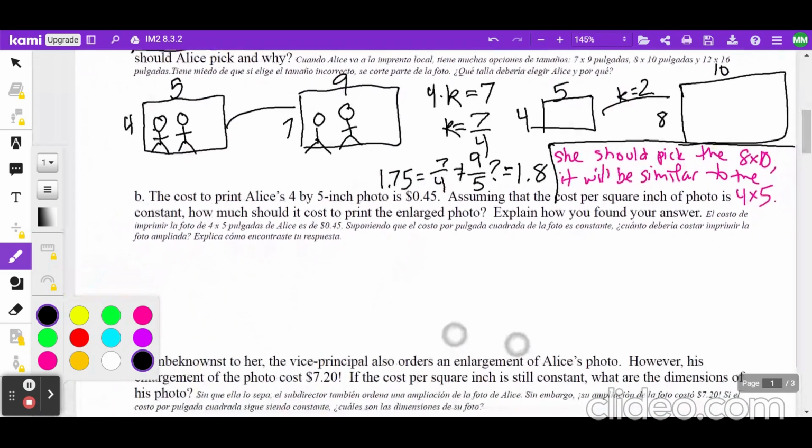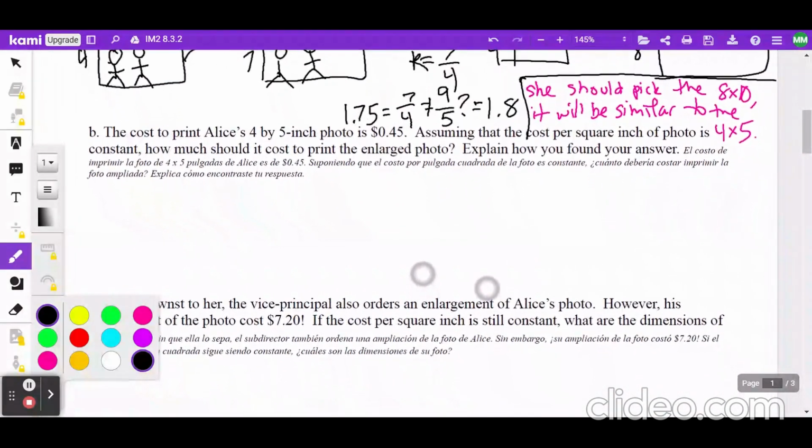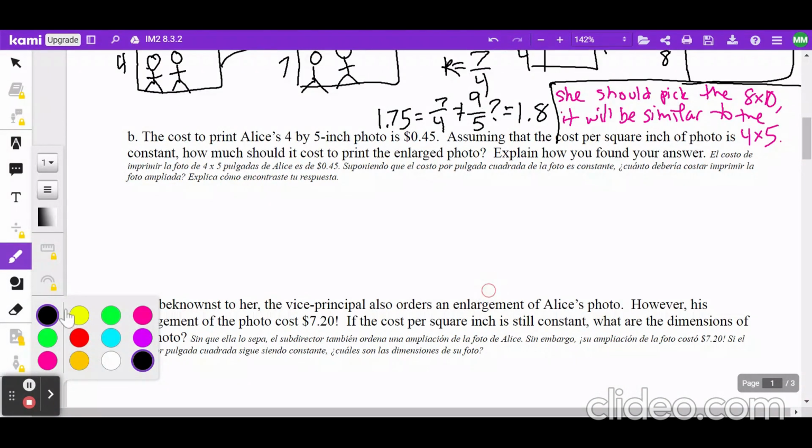Let's go do the next problem. The cost to print Alice's 4 by 5 inch photo is 45 cents. Assuming the cost per square inch of the photo is constant, how much should it cost to print the enlarged photo? Well, let's think.